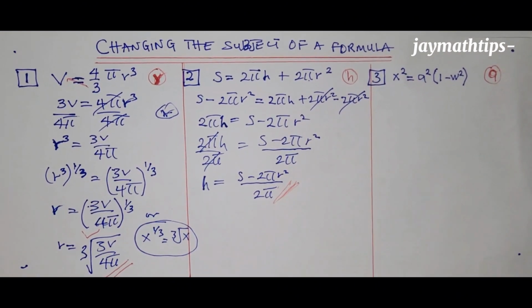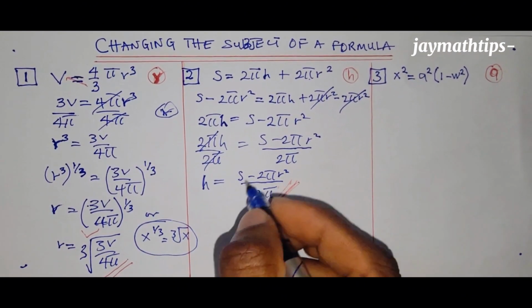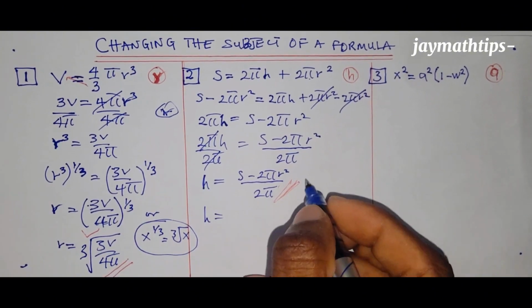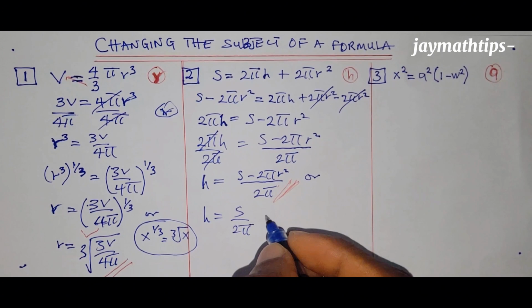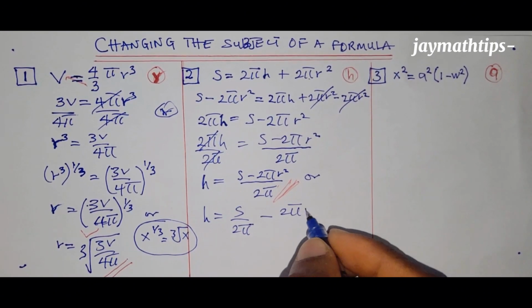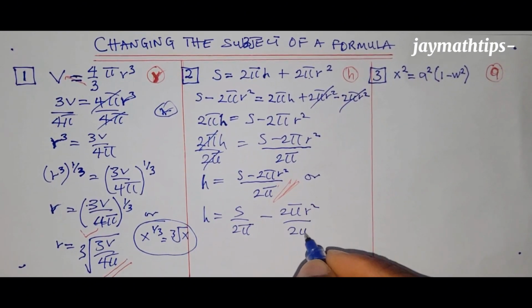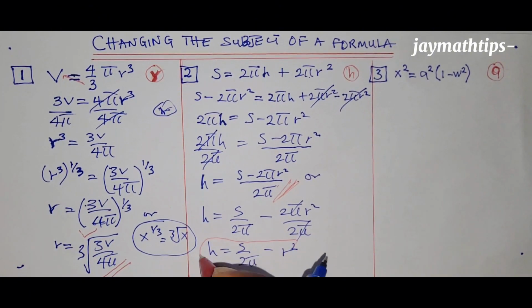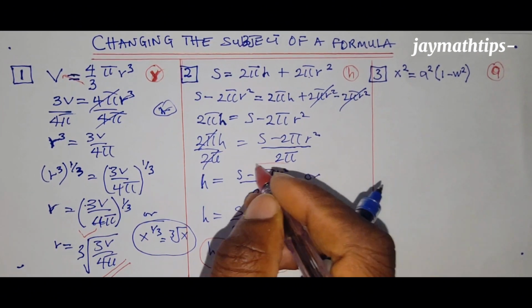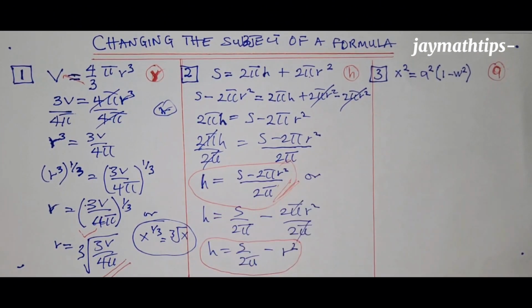You can also express this one as h equal to x all over 2 pi minus 2 pi r squared all over 2 pi. And here we cancel out, you have h equal to x all over 2 pi minus r squared. So what you have here and this one, they are all the same. So let's move over to the third one.